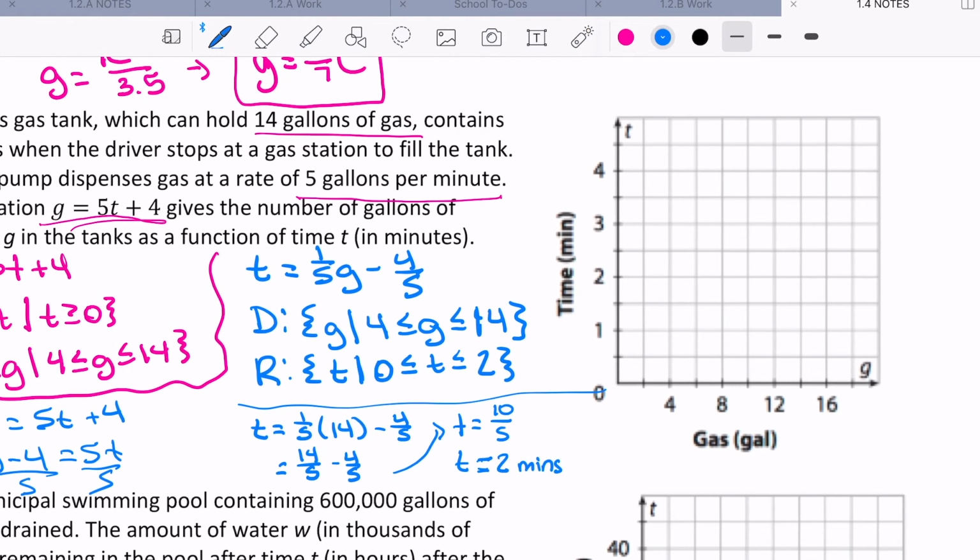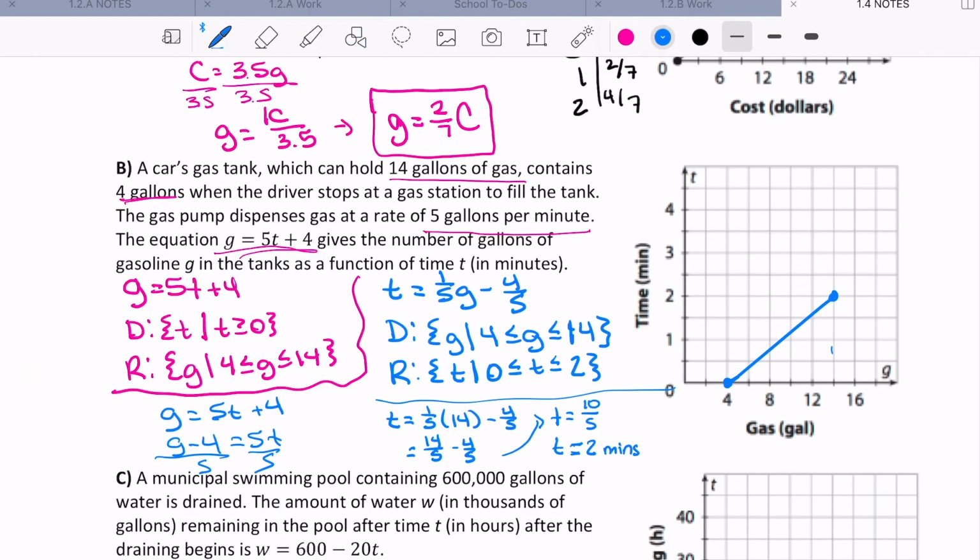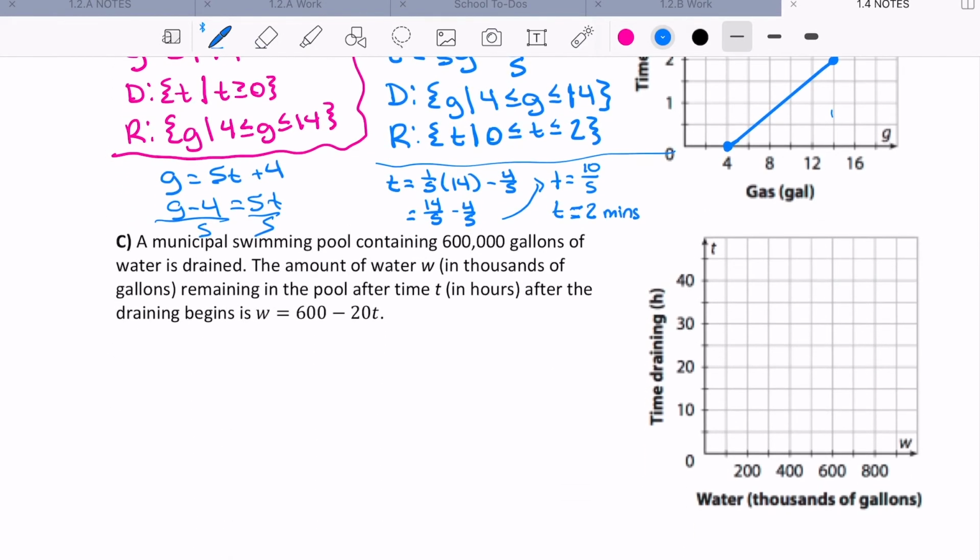Let's go ahead and graph our function. (4, 0) is what the car starts off with, and once it reaches 14 gallons, a time of 2 minutes has passed. Connect those points. In this case, you want to start at the point and end at the point. It's not an extended function. It does not continue forever. It has a start and an end. This here would be the graph of the inverse function, t equals 1/5 G minus 4/5. All right, go ahead and hit pause, try C, come back when you are done.